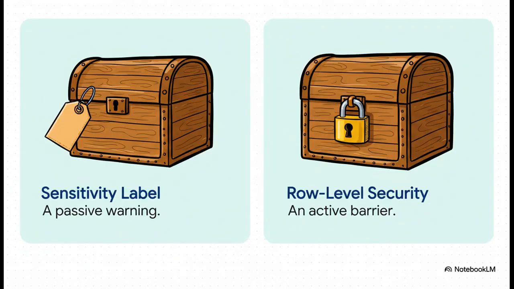The exam also makes sure you know the difference between security layers. Think of sensitivity labels like a fragile sticker on a package. It tells you the data inside is confidential, but it doesn't actually stop you from opening it. Row-level security, on the other hand, is the lock itself. It's the key that makes sure the sales manager for Europe only sees European sales data. Knowing when to use a warning label versus when to use a lock is absolutely critical.